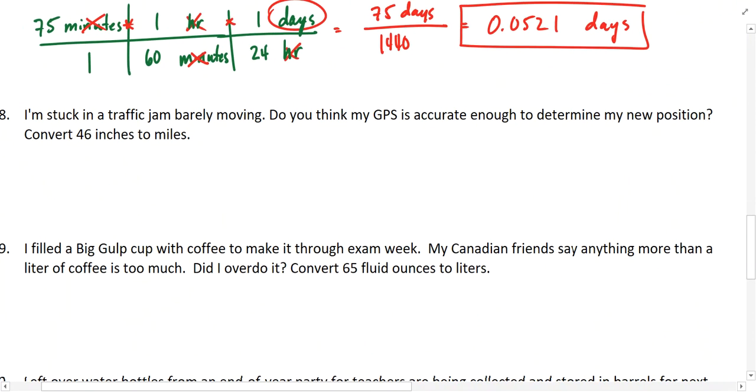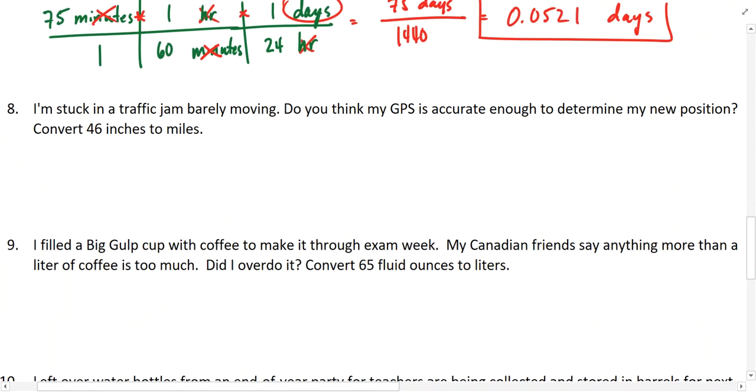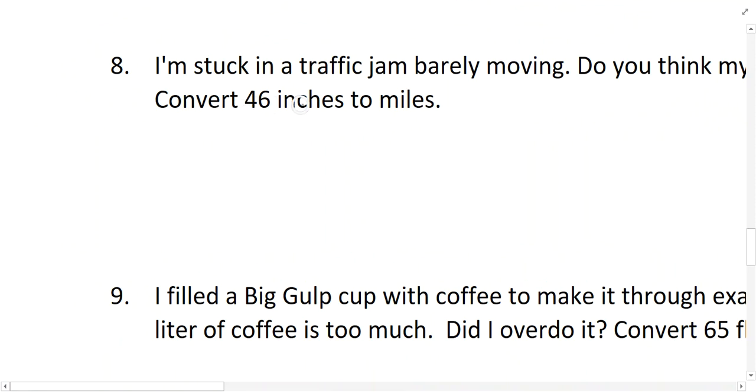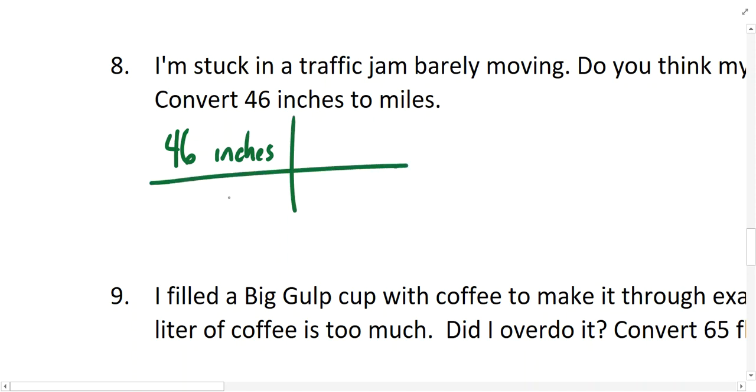Let's try another one before the time runs out in this video. The other day I was sitting in a traffic jam and I was barely moving. And I'd like to know if my GPS was accurate enough to actually determine my new position. I only moved 46 inches in that time that I was thinking about this problem. So I would like to convert 46 inches into miles because my GPS works in miles. Well, 46 inches, I'll start with that because that's what I know and build a T-chart around it. So I'm going to put 46 over 1, and I'd like to convert away from inches.